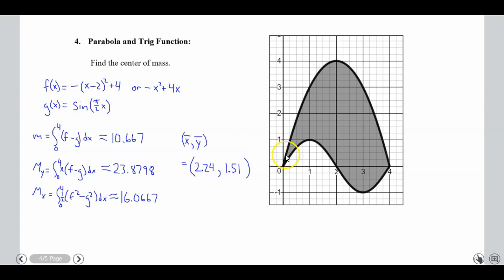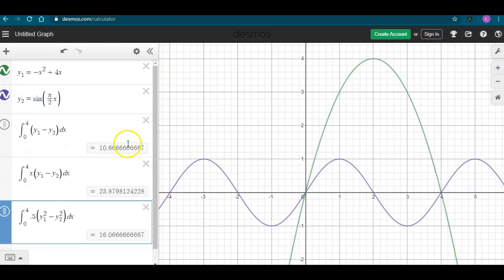The sine, again, just has a period change, so pi over 2 x with that one. And these are the numbers that you get: 10.6 repeating, 23.8798, 16.06 repeating. The nice thing about Desmos is you can just change the functions and it'll give you the same numbers. You do want to change the bounds in those integrals as well, but it's not a lot of extra calculation work other than now I have to divide those out. So that is a nice thing.